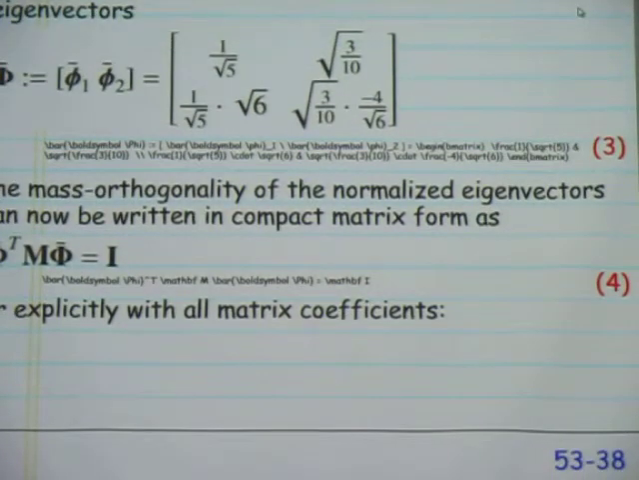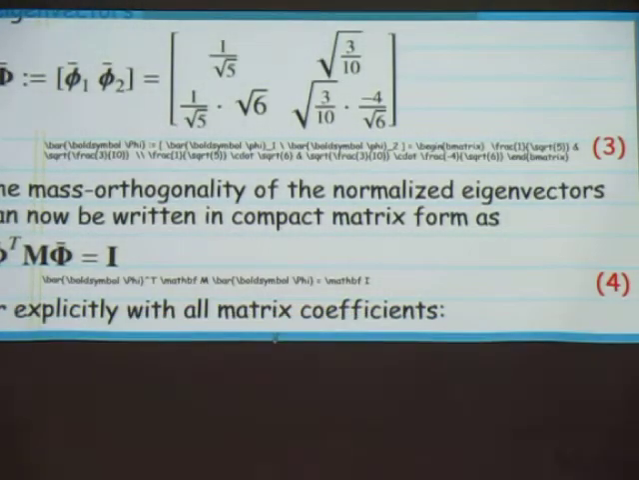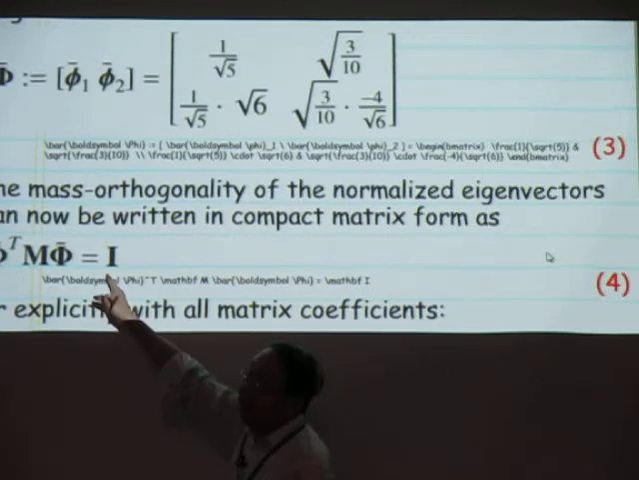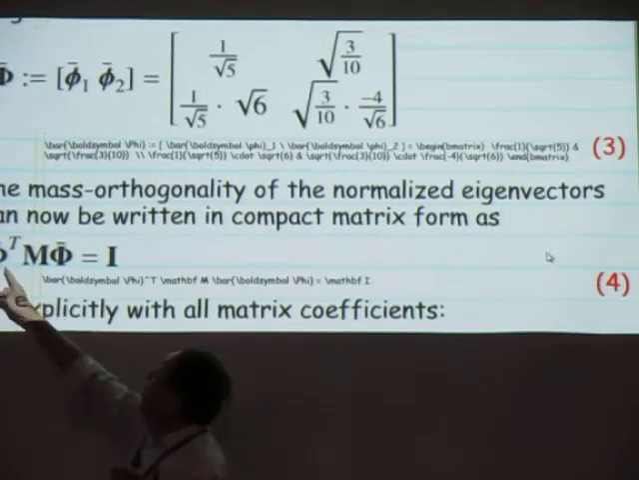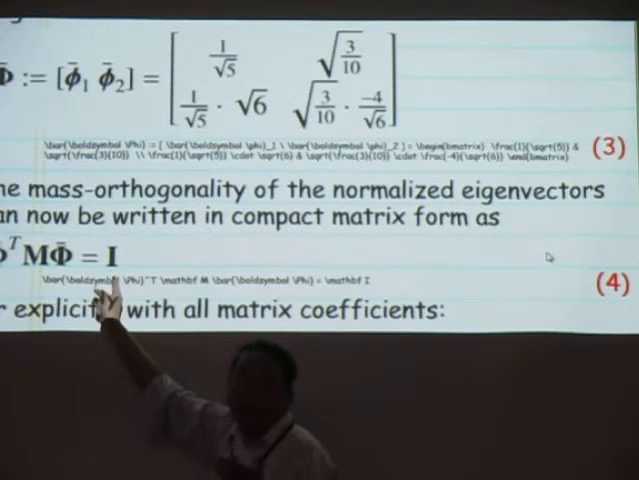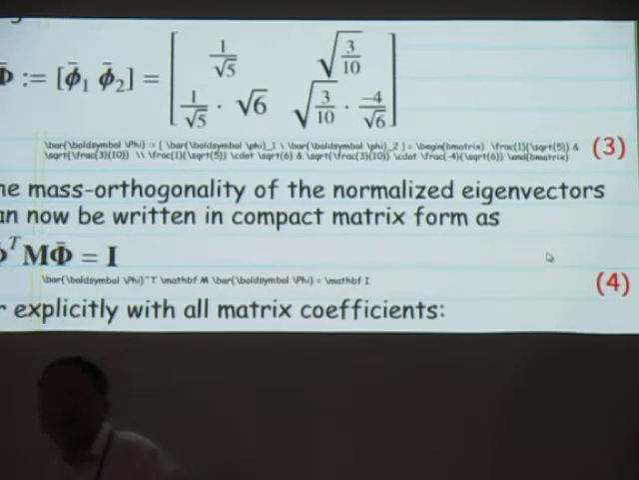So once you introduce this matrix cap phi bar, which is the normalized counterpart of the matrix cap phi you saw before, then you can write the orthogonality of the eigenvectors in this matrix form. Now these are matrices. Okay, cap phi bar transpose times the mass matrix times cap phi bar equal to the identity matrix. This is a 2 by 2 identity matrix. Okay. All of these matrices are 2 by 2.